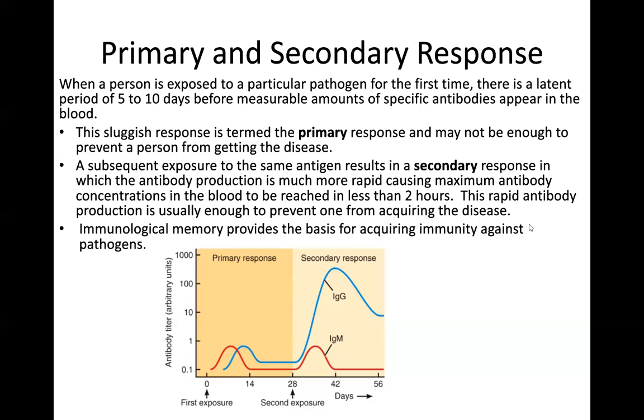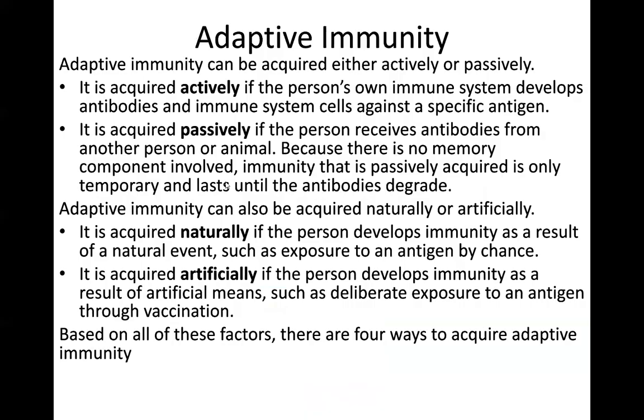And this is where that immunological memory comes from and why it provides the basis for acquiring immunity against pathogens. One way that people can develop immunity can be described, or 4 different ways, I should say, that a person can develop immunity are listed here on the next page. There's kind of 2 different categories that we're going to talk about. How we acquire it, either actively or passively, and then how we acquire it, which can either be naturally or artificially. Okay. Let's talk about active versus passive acquiring.